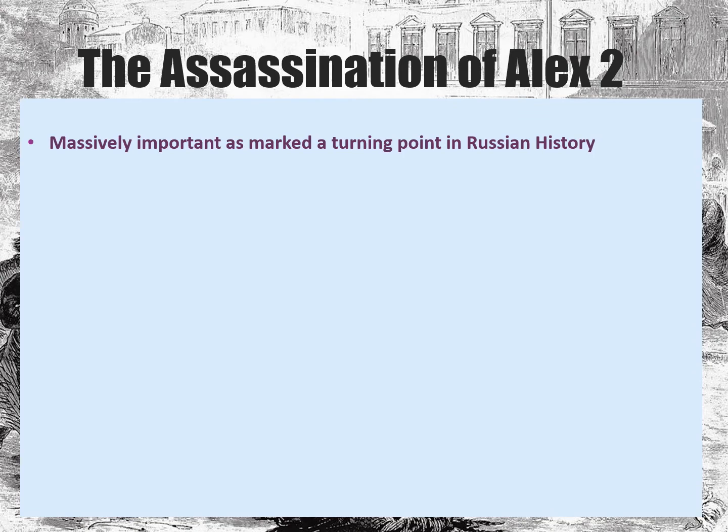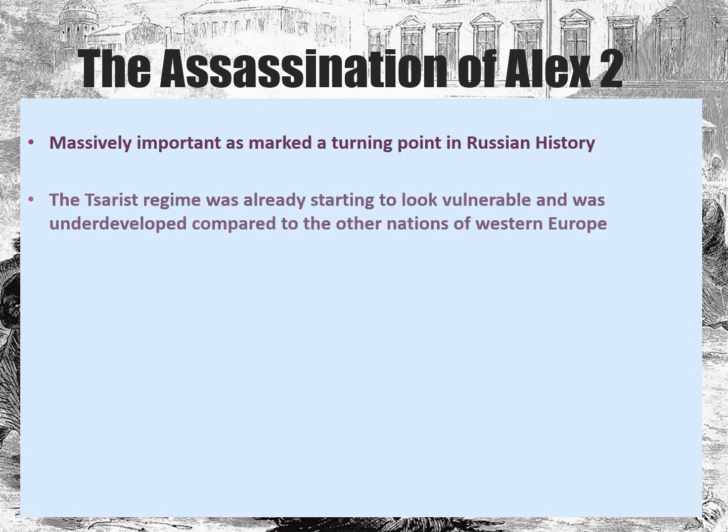This assassination of Alexander is a really important turning point in Russian history, because after this point it's very clear that the Tsarist regime is already starting to look quite vulnerable and is generally quite underdeveloped compared to the other nations of the Western European area at this point in time.